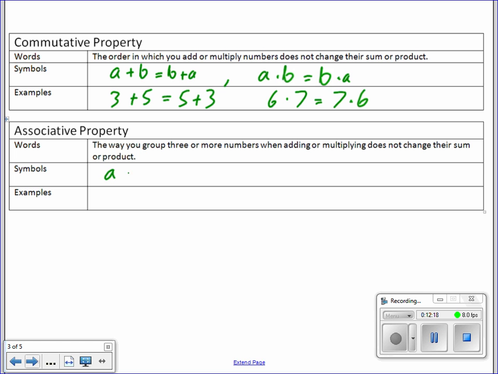Algebraically looking at this, you have A plus B plus C. We can add the A and the B first, then add the C, or we could add the B and the C first, and then add the A. We would get the same answer. That's my associative property for addition. Multiplication works the same way, A times B times C. I can either go A times B first, or I go B times C first. I get the same answer no matter which grouping I do here.